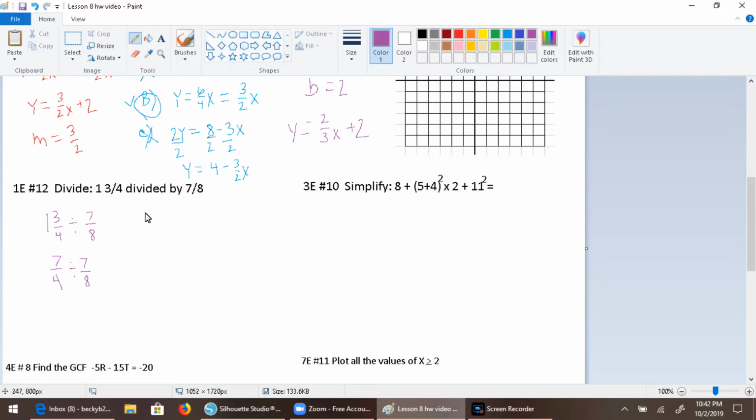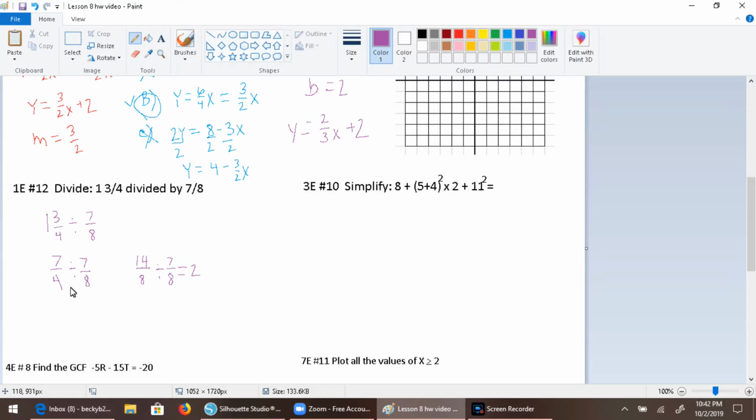In this case, one way to do it is to get a common denominator. So 7/4 could be the same thing as 14/8 divided by 7/8. So now that they have a common denominator, all you have to divide is the top. 14 divided by 7 is 2.